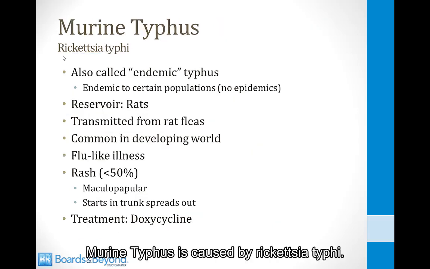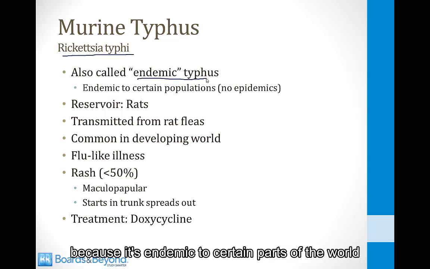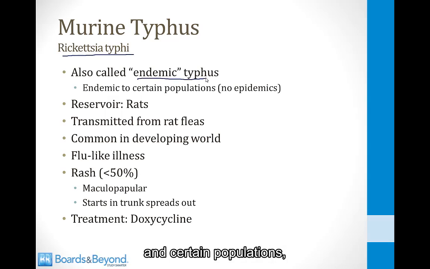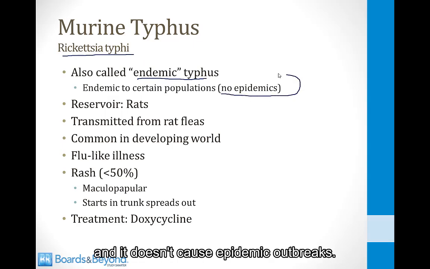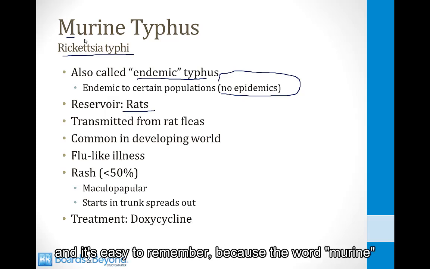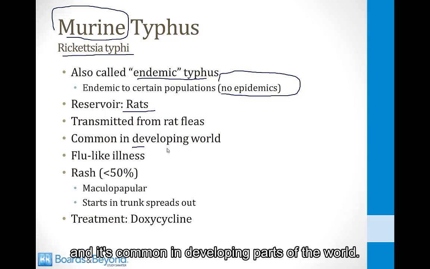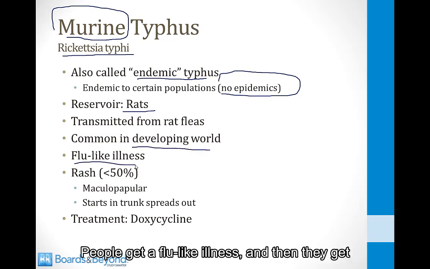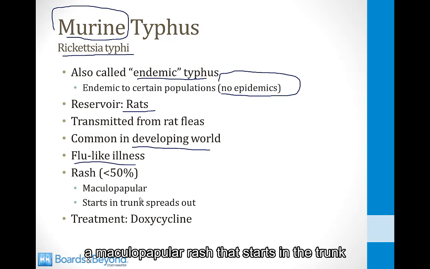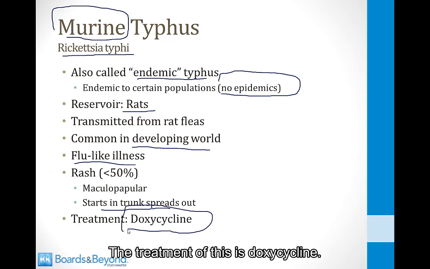Murine typhus is caused by rickettsia typhi. This is also called endemic typhus because it's endemic to certain parts of the world and certain populations, and it doesn't cause epidemic outbreaks. Its reservoir is the rat, and that's easy to remember because the word murine means related to mice or rats. It's transmitted from rat fleas to humans, and it's common in developing parts of the world. People get a flu-like illness, and then they get a maculopapular rash that starts in the trunk and spreads outward, and the treatment of this is doxycycline.